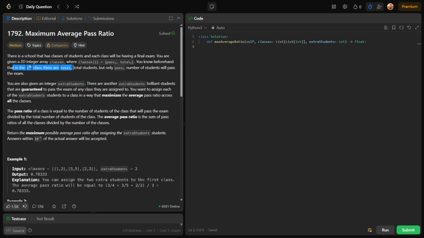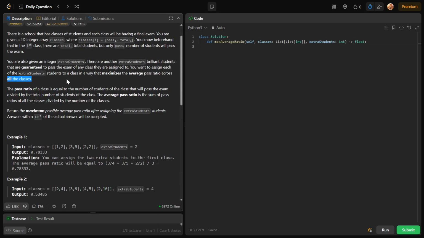In the ith class there are total i students but only pass the exam. You're given an integer extra students, extra brilliant students guaranteed to pass. Average pass ratio of all the classes. The pass ratio of a class is equal to the number of students of the class that will pass the exam divided by the total number of students of the class. The average pass ratio is the sum of the pass ratios of all the classes.